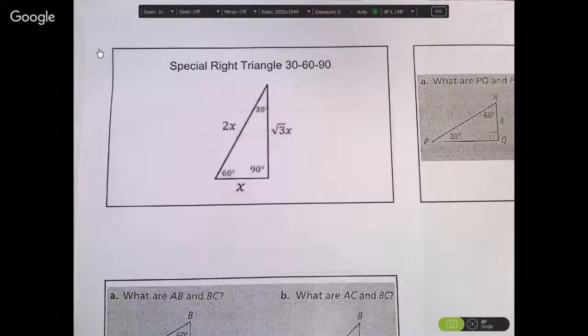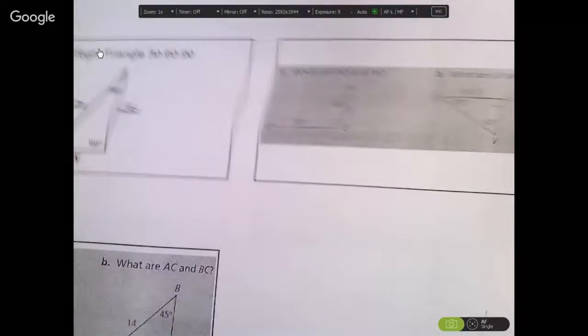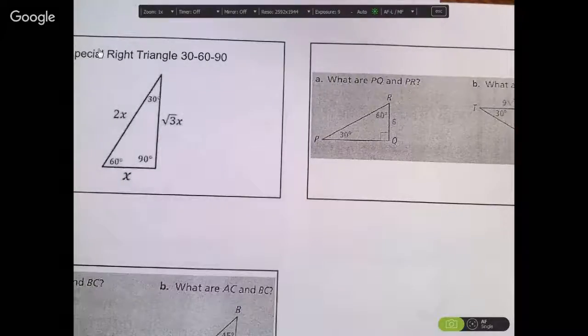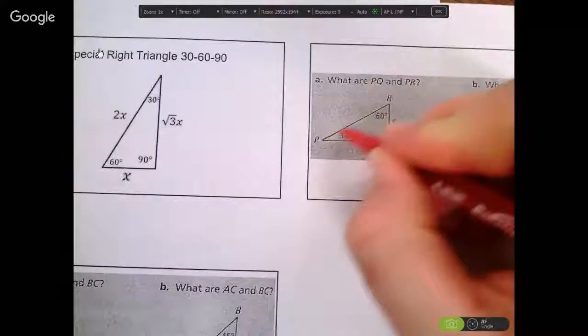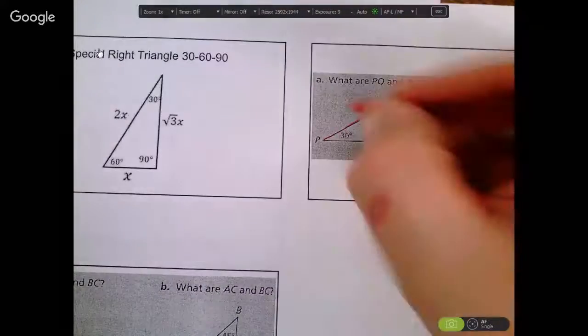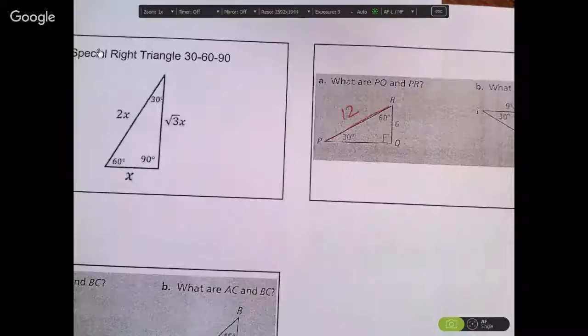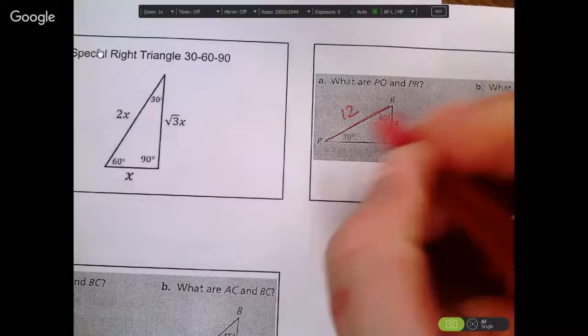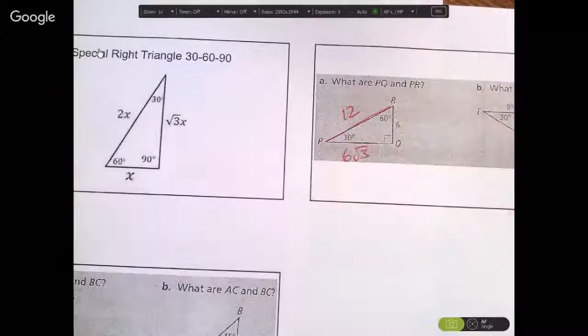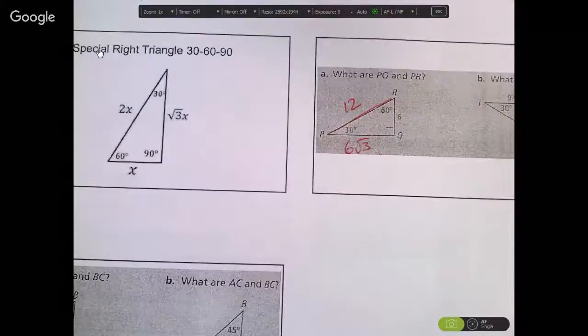So we have to have this memorized, or it's expected that we have it. We're looking here at this one. Across from the 30 degrees is 6. So what would this length here be? 6 radical 3. So the long side is basically a radical 3 and then whatever number it is. I mean the middle side. So the hypotenuse is twice the small side, and the long leg gets a radical 3.